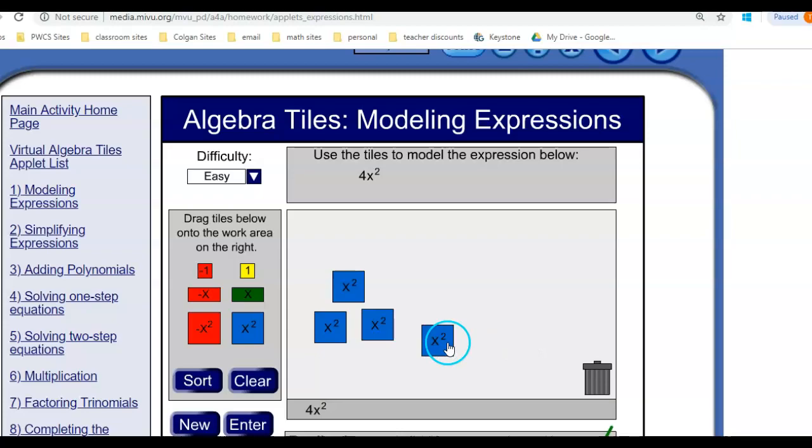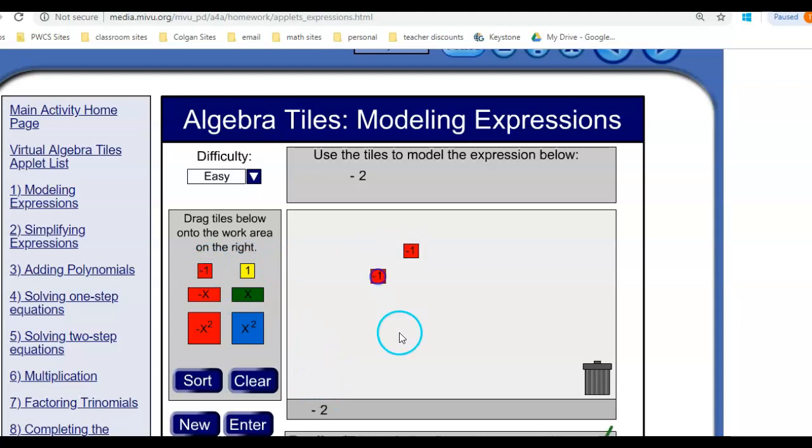Right? Now, let's try some negative ones. Negative 2. If you guessed that it was 2 negative 1s, you were correct. What about negative 4x? If you guessed that it was 4 of these negative rectangles, you were correct. Let's try one more. I'm going to keep going through this until I get one that I want.